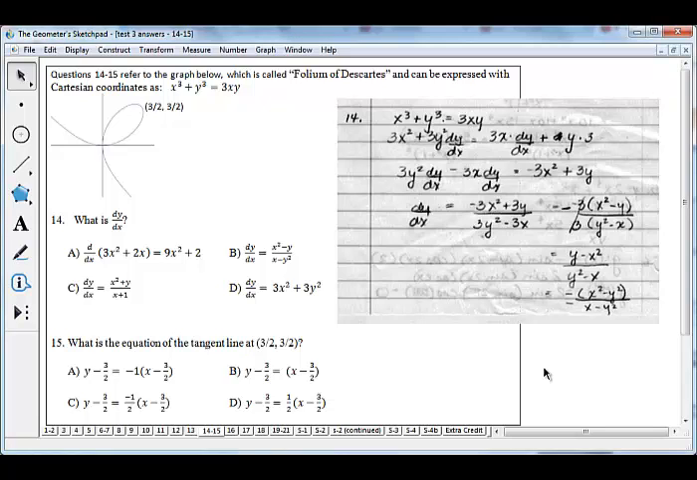Okay, number 14 and 15 were taken directly from the Folium of Descartes problem that I put on one of the in-class worksheets. So hopefully you have your notes from there if you're not sure how to do this one. But this one does involve an example of implicit differentiation because it's not easy to solve for x or for y. So we're going to use differentiation here implicitly.